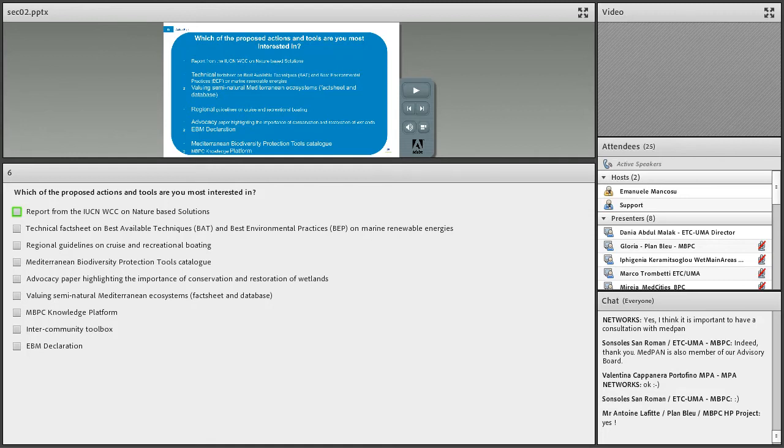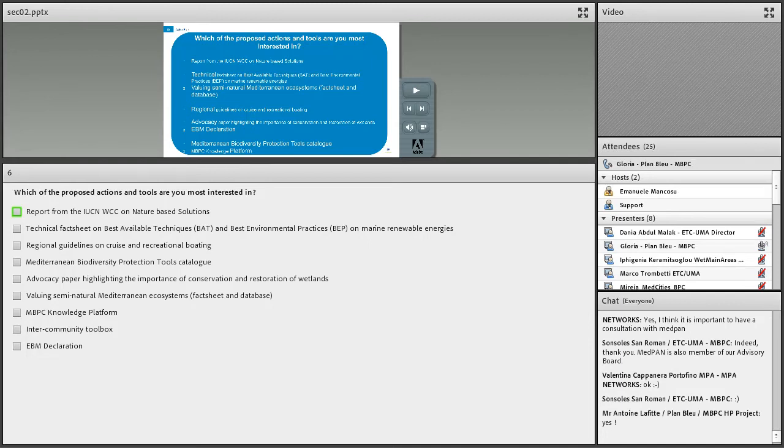So thank you. So far we have this tool catalog taking the lead. So we can leave some minutes. We have the report expected after the IUCN World Congress, then the technical fact sheet expected on marine renewable energies, the guidelines on cruise and recreational boating, the catalog of tools, the advocacy paper we also plan to deliver, highlighting the importance of conservation and restoration of wetlands, the specific report on valuing semi-natural Mediterranean ecosystems, both the fact sheet and the database, the platform, the toolbox, and at the end, the ecosystem-based management declaration. Don Emanuele, if we can leave some time, allowing all the participants to vote.